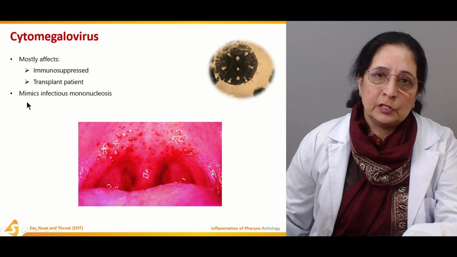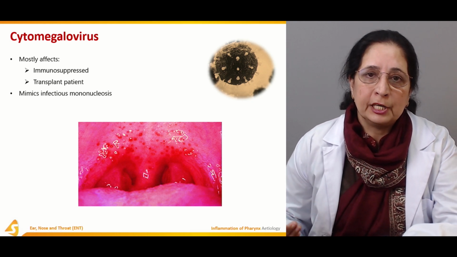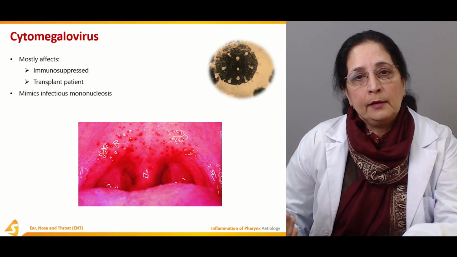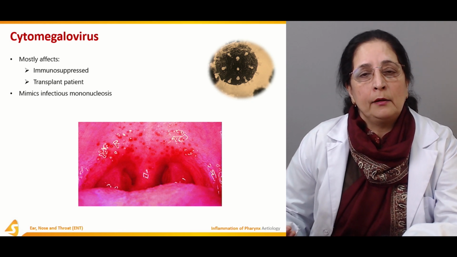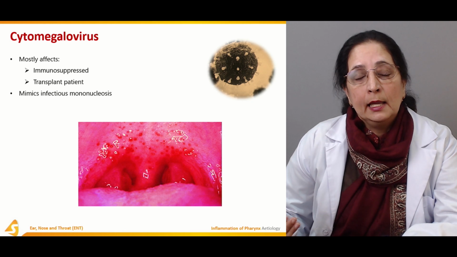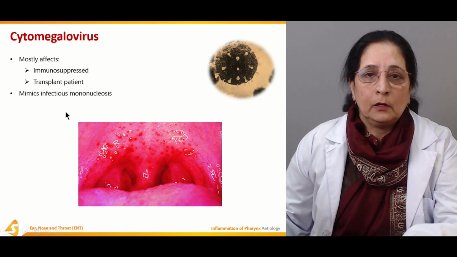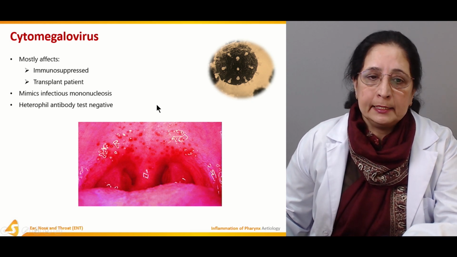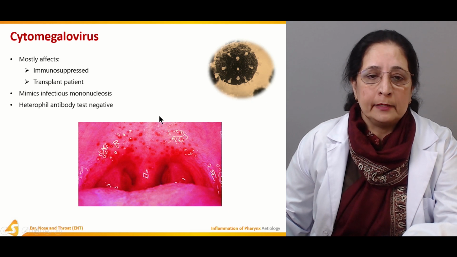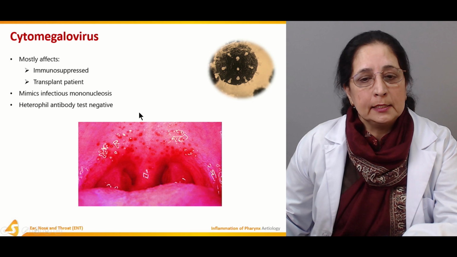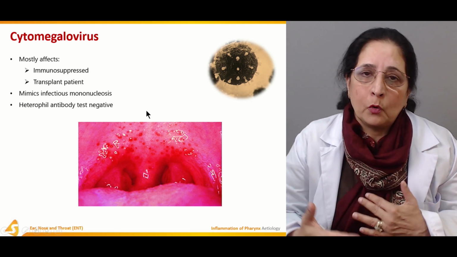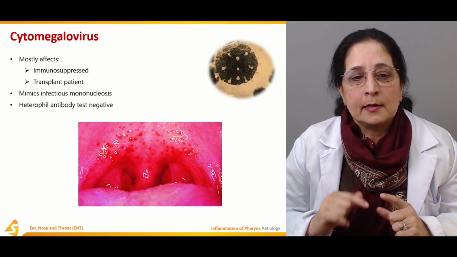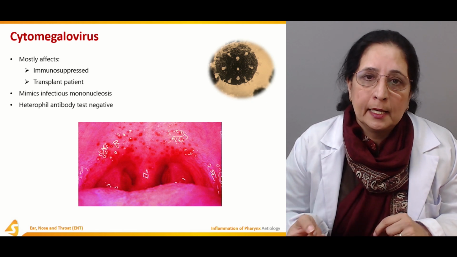It mimics infectious mononucleosis, so it resembles infectious mononucleosis in which there is fever, sore throat, and then we already said there is enlargement of the spleen, liver, and lymphadenopathy or lymph nodes. The heterophile antibody test is negative in cytomegalovirus infection. So features more or less resemble infectious mononucleosis, but in cytomegalovirus, the heterophile antibody test is negative.